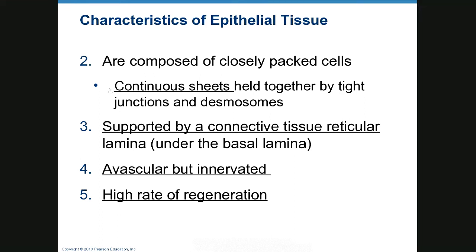Epithelial tissue is composed of continuous sheets, and they're held together by tight junctions and desmosomes, whereas many other tissues may have a lot of non-cellular components. Epithelium is strictly cellular, plus it has a basal lamina underneath, which is reticular connective tissue. Epithelium is avascular and it's innervated. It regenerates rapidly.